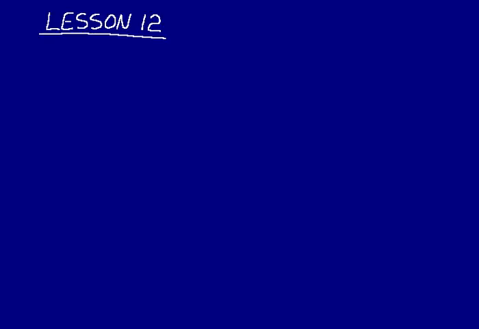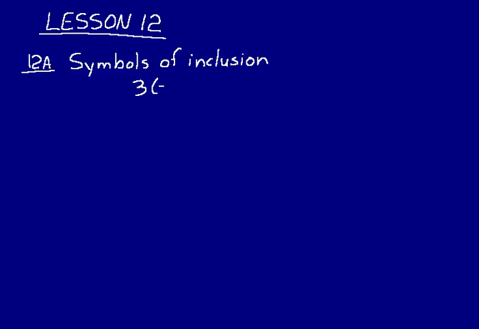In Lesson 12, we'll be learning about symbols of inclusion and then working more with order of operations. Now, we've had problems where we had like 3 times a negative 3, and we had that negative 3 inside parentheses, which is like a symbol of inclusion. But what we're talking about here is that there will be an entire operation included inside a set of parentheses or brackets or braces. And just so you know, these are parentheses, these are brackets, and then these are braces.